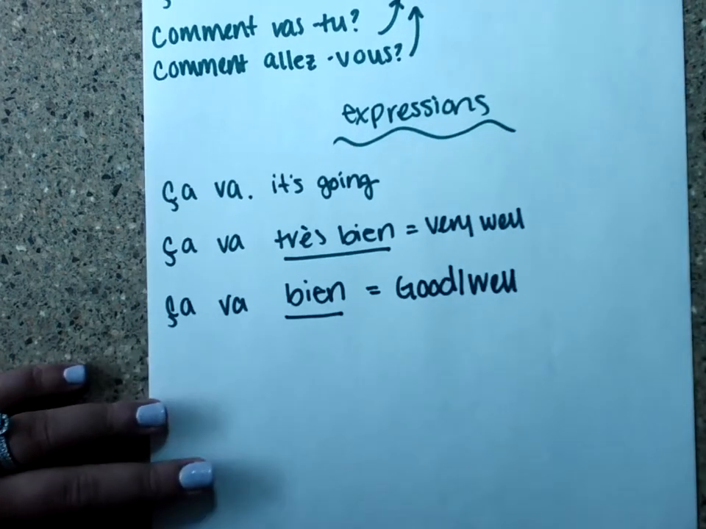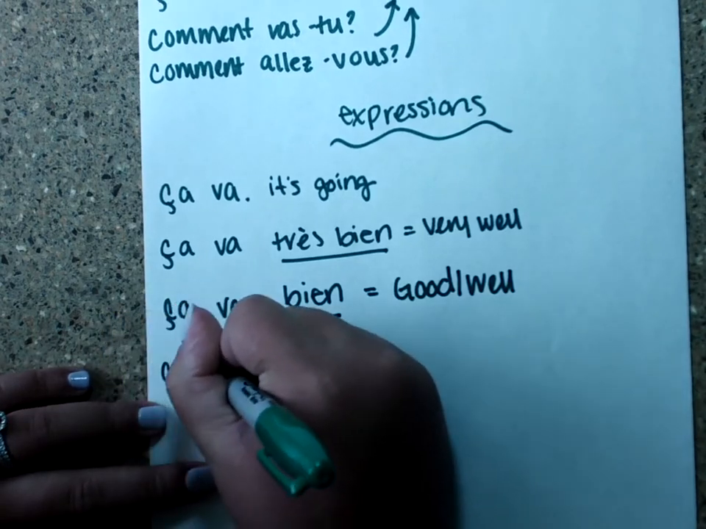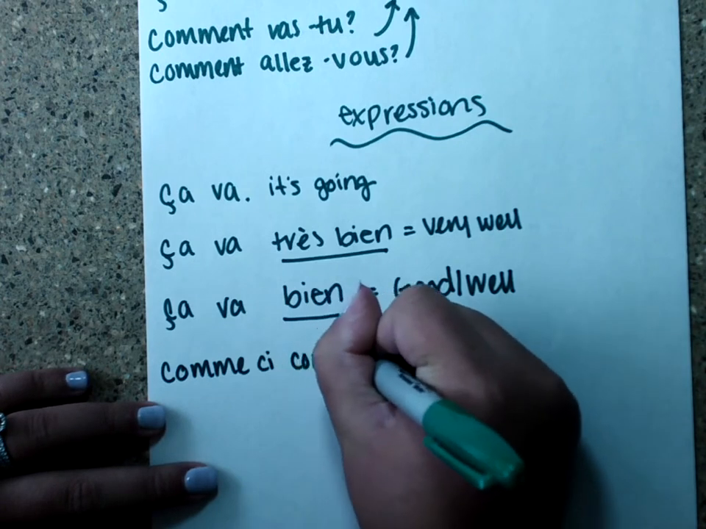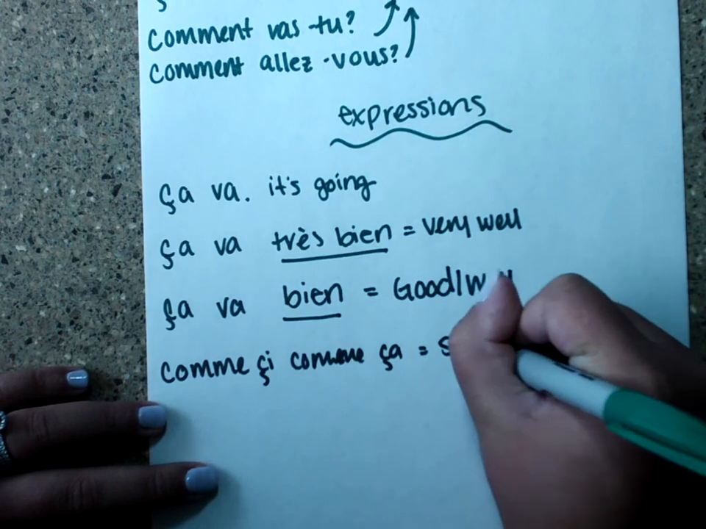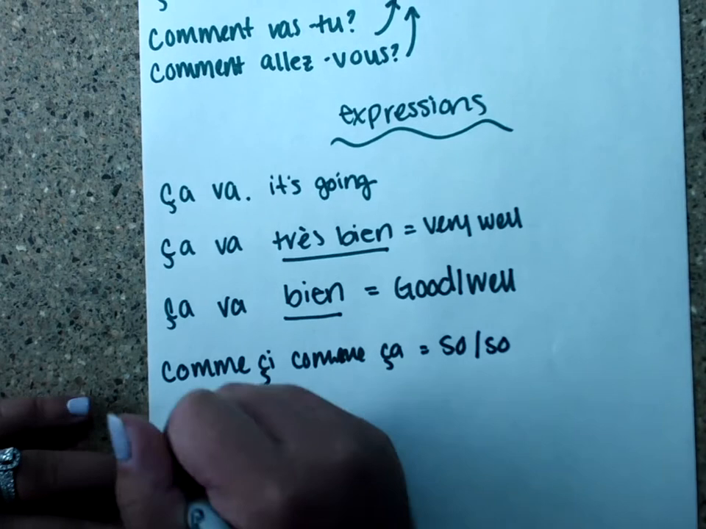Ça va comme ci, comme ça, or just comme ci, comme ça. So comme ci, comme ça is so-so. Like, meh, I'm not good, I'm not bad. I'm one of the two.